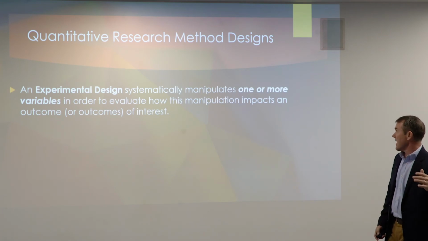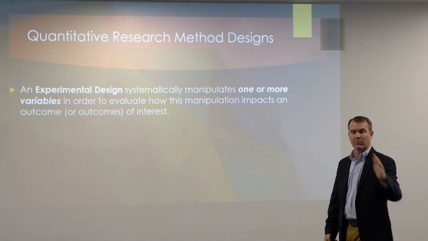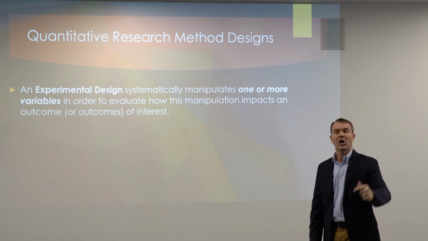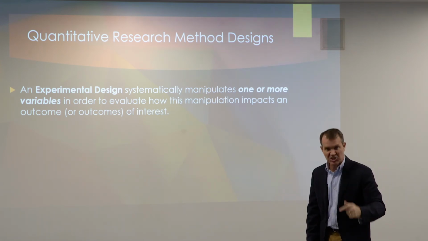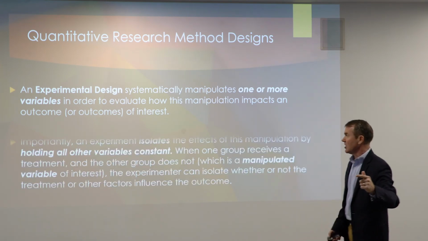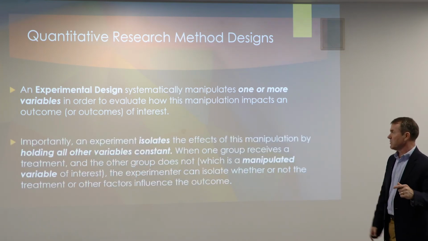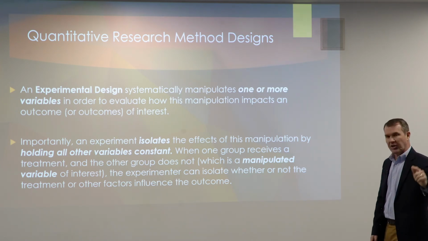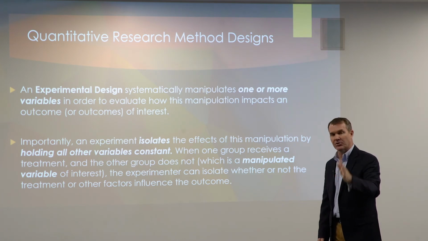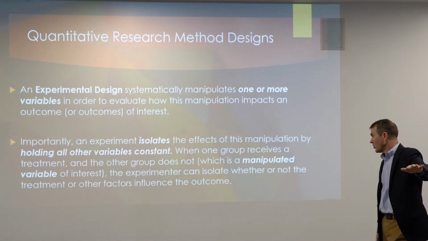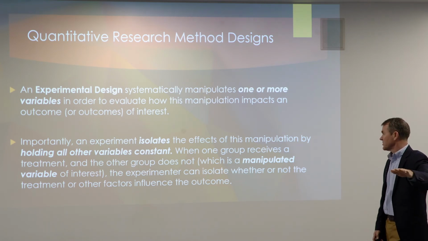Experimental design systematically manipulates one or more of the variables. In experimental design, you're looking for causation: this causes this. You're testing a hypothesis to see whether it causes or not. Importantly, an experiment isolates the effects of the manipulation, holding all of the other variables steady and constant. When one group receives the treatment, the other group does not, which is a manipulated variable.